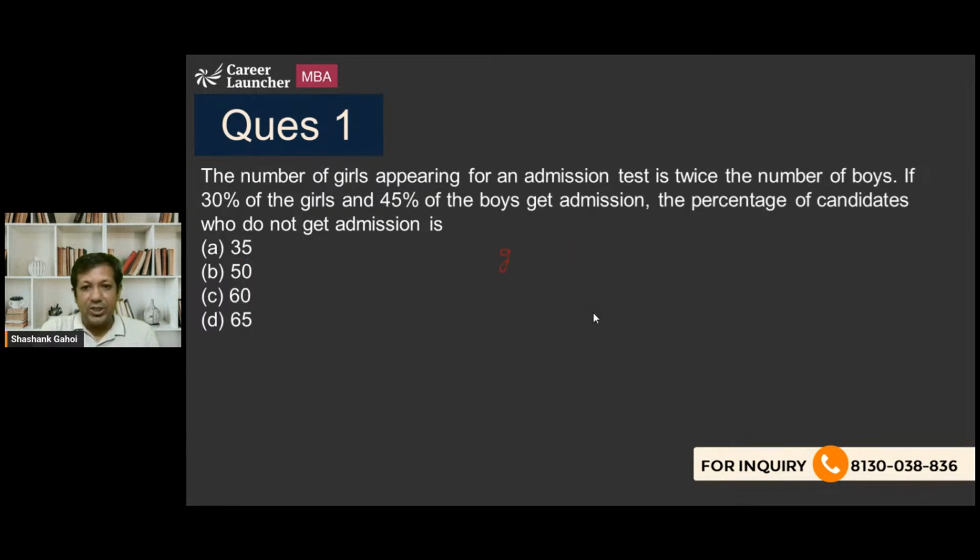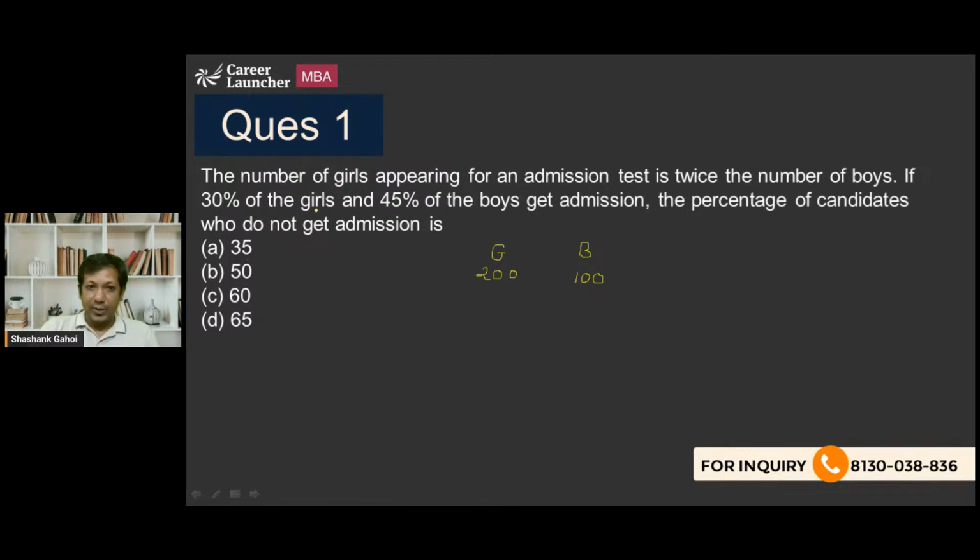Okay, so basically the number of girls is twice the number of boys. Just let me change the color option, so this is not very visible. Okay. So the number of girls appearing for the admission test is twice the number of boys. If I read the whole question, am I getting any actual number? There is no actual number. All the values given to us are in terms of percentage. So I'm simply going to assume the number of boys and number of girls. I am assuming the number of boys is 100 and the number of girls is 200, because the number of girls is twice the number of boys.